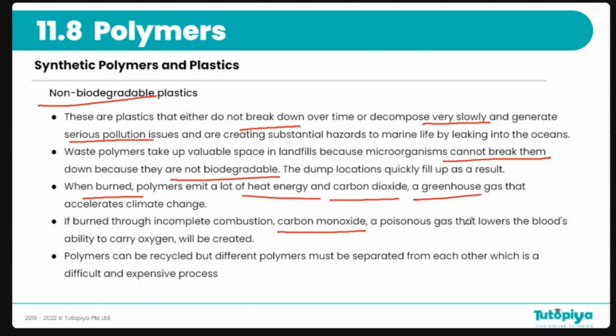Carbon monoxide is poisonous to humans as well as animals because it lowers the blood's ability to carry oxygen. This is because carbon monoxide produces a very stable compound with hemoglobin, the thing in our blood that carries oxygen. If carbon monoxide pairs up with hemoglobin, it won't be removed. And because of that, there won't be space for oxygen to be carried around the body. So carbon monoxide can be very toxic. It's a toxic gas. Polymers, however, can be recycled.